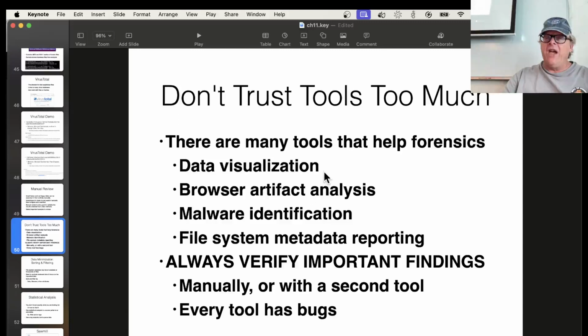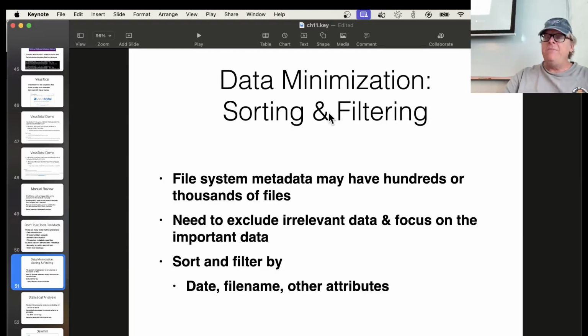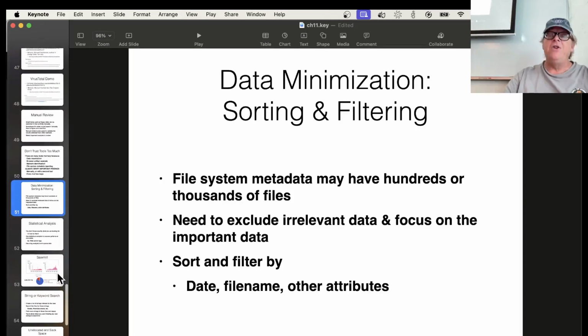So there are a lot of tools to help you. Visualizing data, ways to just lay out data so you can see anomalies, are handy. That's data minimization. If you can sort or filter things, somehow find whole groups of them that are boring, remove all the ones that have the same length or all the ones that appear to be automatically generated by a common tool, that sort of thing. Somehow remove the irrelevant stuff. Sorting and filtering is extremely helpful. I used to do this all the time.